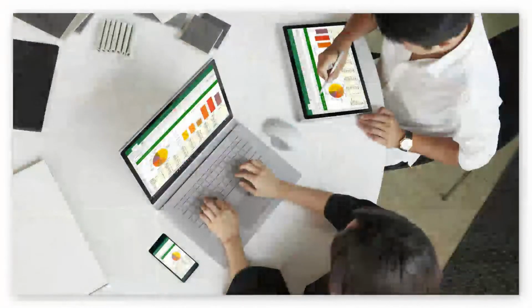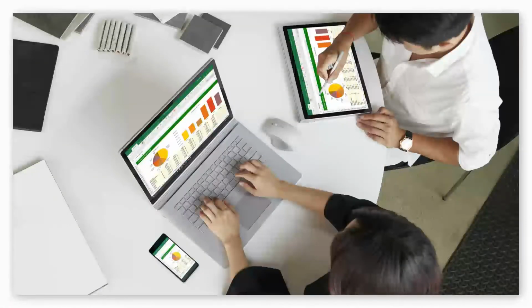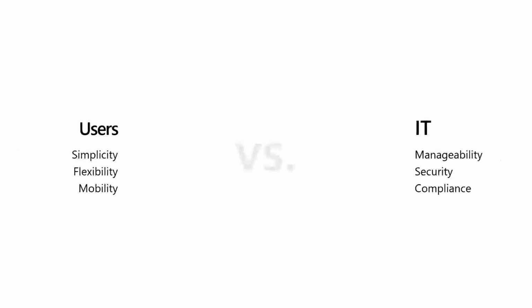So we thought about this concept of the PC being at the center with our tablets and our phones as companions. We thought about this vision of a modern workplace. We thought about the Microsoft 365 suite of products, and we kind of came up with this new concept that we call a modern desktop.